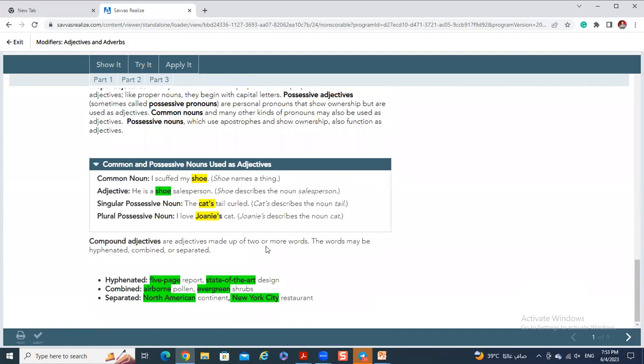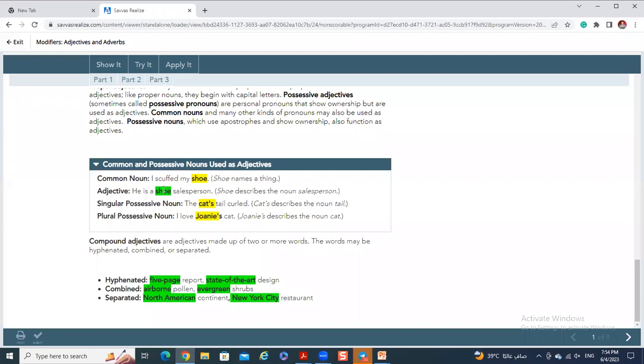Here we're talking about how we know whether the word in front of us is an adjective or not. As you can find here, there's a noun: I scuffed my shoe. He told us the rule. If we have two nouns coming after each other, the first noun we consider an adjective. Like here, he is a shoe salesperson. So shoe here is a noun, salesperson is a noun. That means a seller of shoes. So shoe here is an adjective.